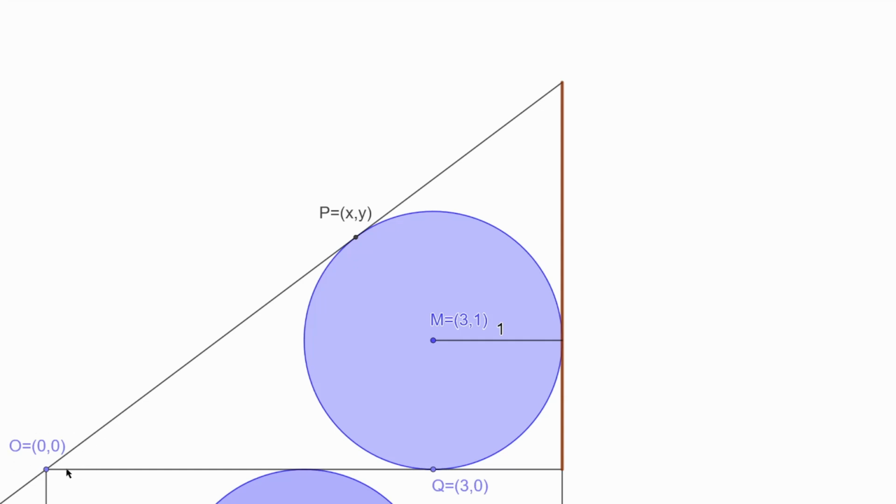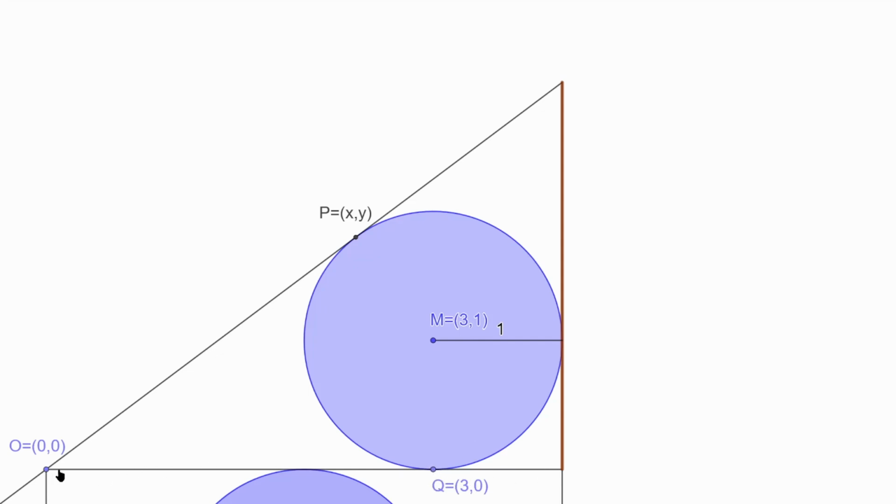Also, given this point of origin, I can easily find the coordinates of the points M and Q, where Q is the point of tangency between the blue circle and this lower side of the triangle. And since this is the lower side of the triangle, we have the y coordinate is of course equal to 0. And we also know that this distance from Q to this height marked in brown must be the same as the distance from M to the height marked in brown. And we already know that this is equal to 1 because it's just the radius of the circle.